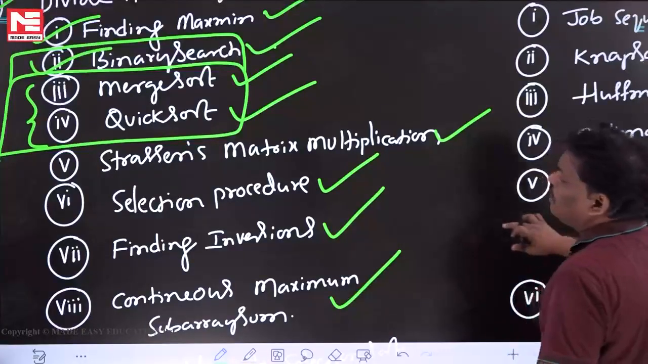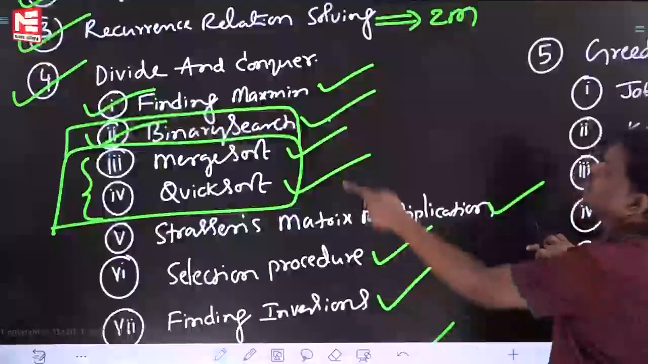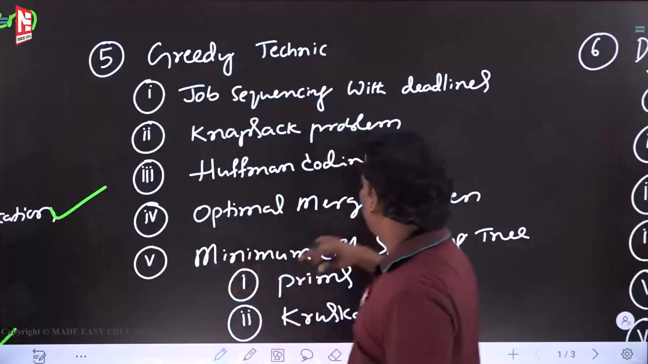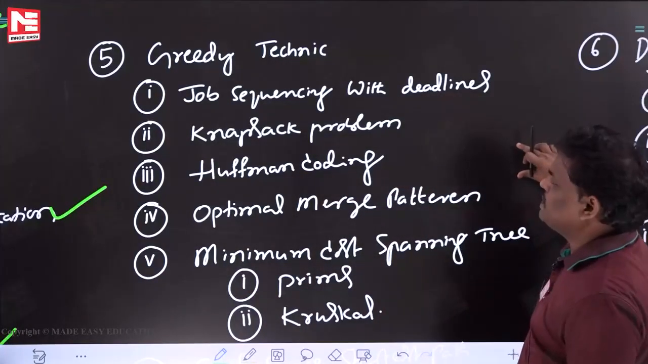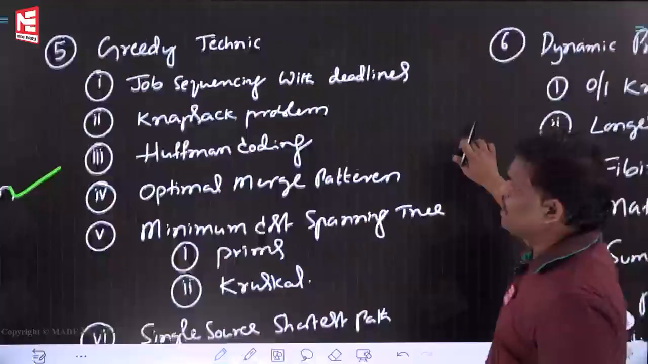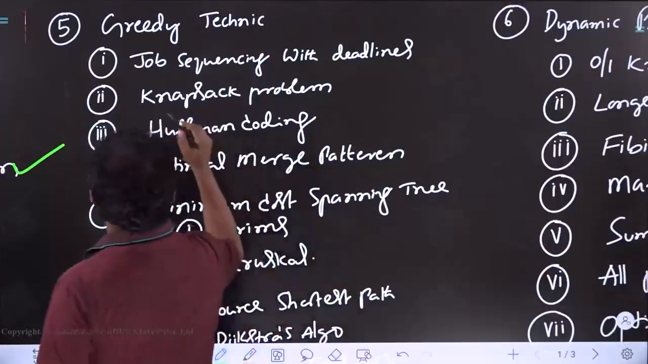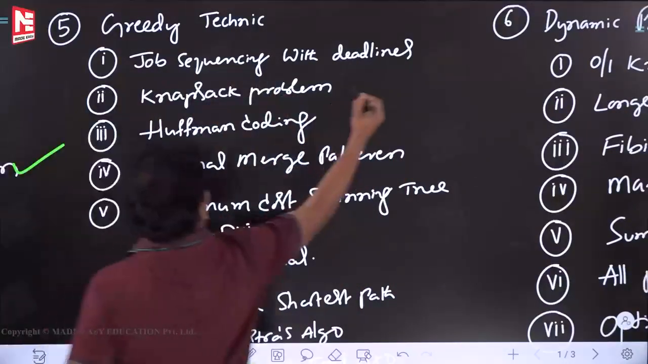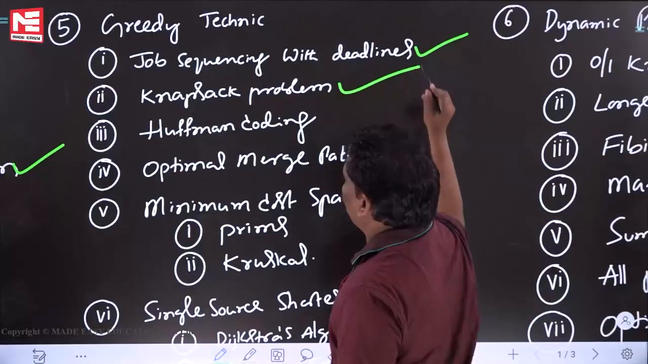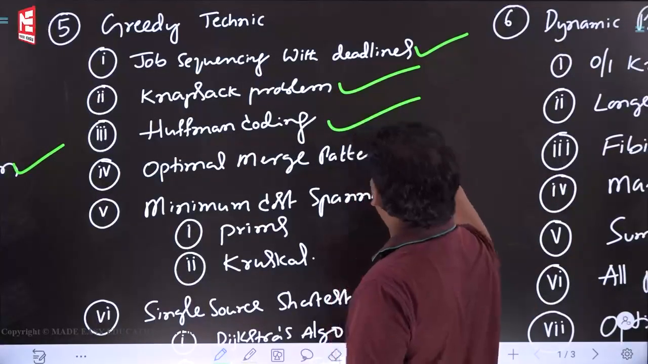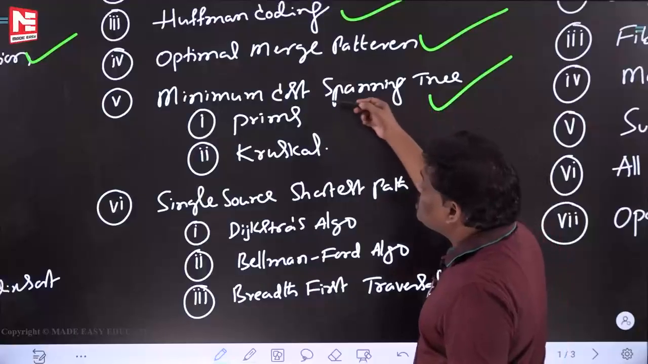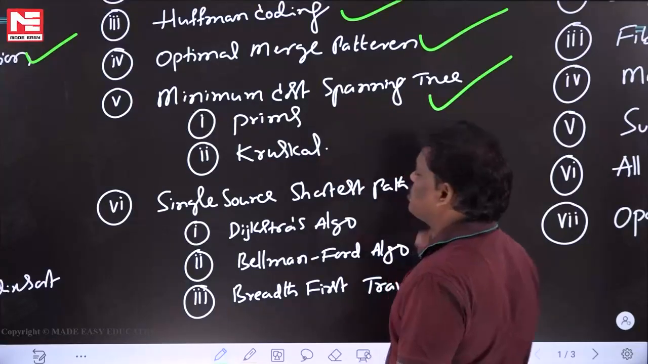I am thinking that you are really fine now. Now let's come to the next topic. Divide and conquer is the 4th topic, so come to the 5th topic. In the algorithm subject syllabus, after divide and conquer, next is greedy technique. Greedy technique, first topic, job sequencing with deadline. Next is knapsack problem, Huffman coding, optimal merge pattern, minimum cost spanning tree, which internally contains Prim's algorithm and Kruskal's algorithm.